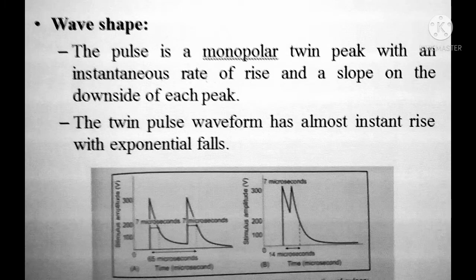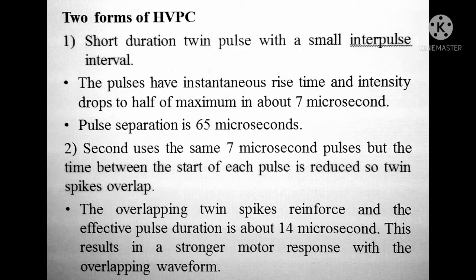Wave shape: the pulse is a monopolar twin peak with an instantaneous rate of rise and a slope on the downside of each peak. The twin pulse waveform has almost instant rise with exponential fall. Two forms of high voltage pulse galvanic current: the first is a short duration twin pulse with a small interpulse interval. The pulses have instantaneous rise time, and intensity drops to half of maximum in about 7 microseconds. Pulse separation is 65 microseconds.